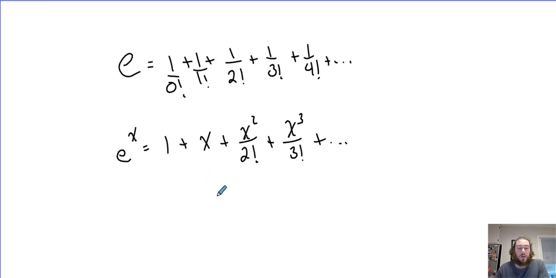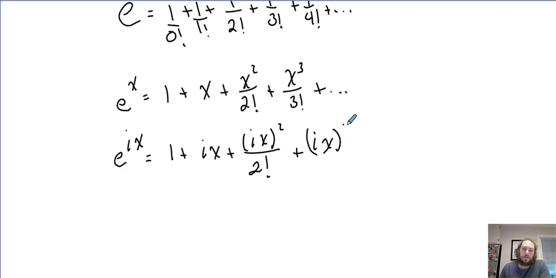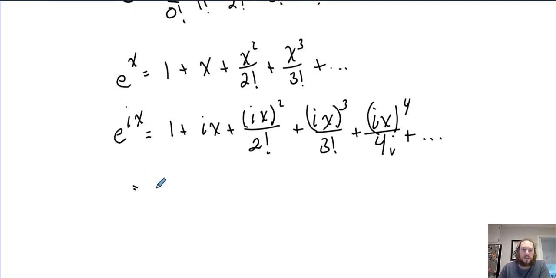Okay? So if I were to think about this in terms of imaginary numbers, what would happen if I put an i in? What if I put it as e to the ix? Well, if we follow the same form as previously, what we would end up getting is 1 plus ix plus (ix) squared over 2 factorial plus (ix) cubed over 3 factorial plus (ix) to the 4 over 4 factorial, and so on and so on. And then if I were to simplify all of these, something interesting starts happening.